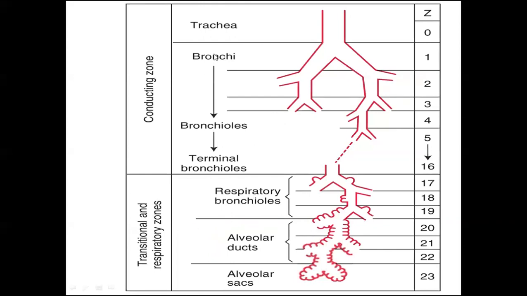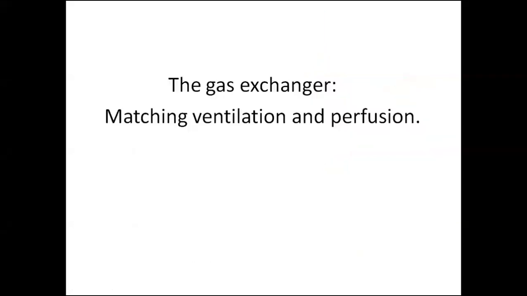So these are the two zones in a normal lung. The conducting zone, up to the terminal bronchioles, is where the air moves in. Then there are the transitional and respiratory zones, which start from the respiratory bronchioles, alveolar ducts, and alveoli, where the actual exchange happens. So the conducting zone and the respiratory zone are two important zones in the lung.